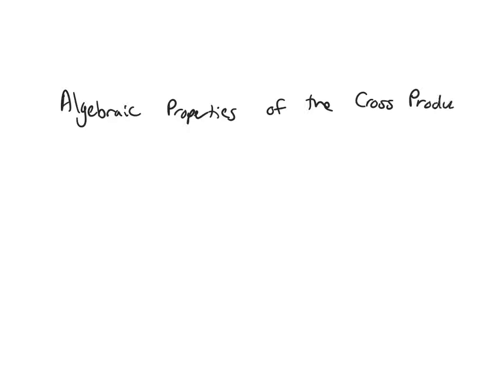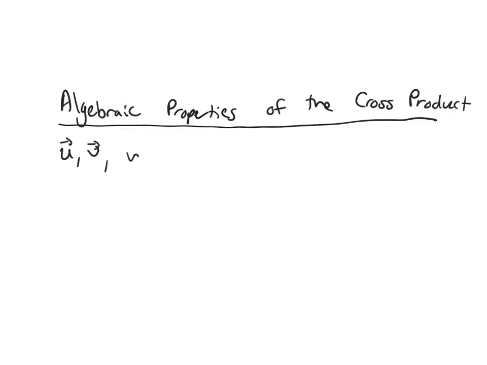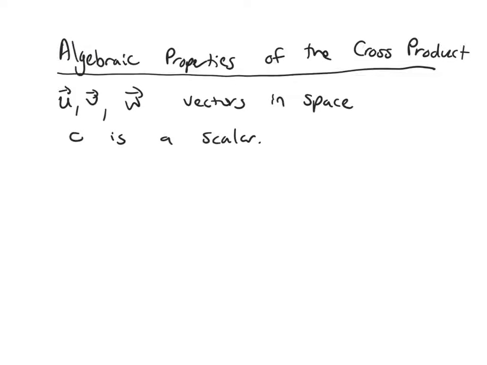So in this video, we're going to discuss the properties of the cross product. So we're going to start with the algebraic properties of the cross product. And so we're going to assume that U, V, and W are all vectors in space, and C is a scalar. So some of these we saw in our last video.